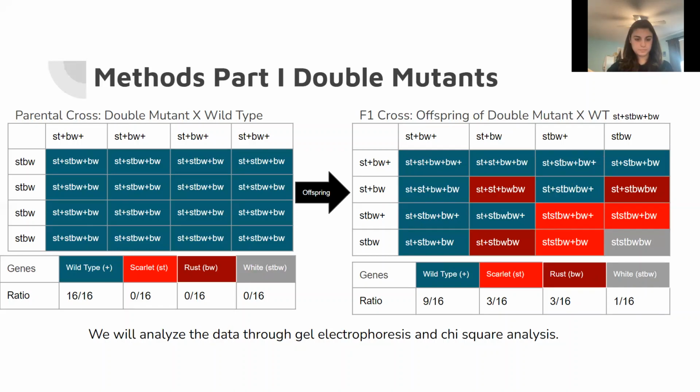The same is true for the scarlet color. There should be 1 fly out of the 4 which is homozygous for both the recessive scarlet and the recessive brown. And this is what has the white phenotype. And we will analyze the data through gel electrophoresis and chi-square analysis.